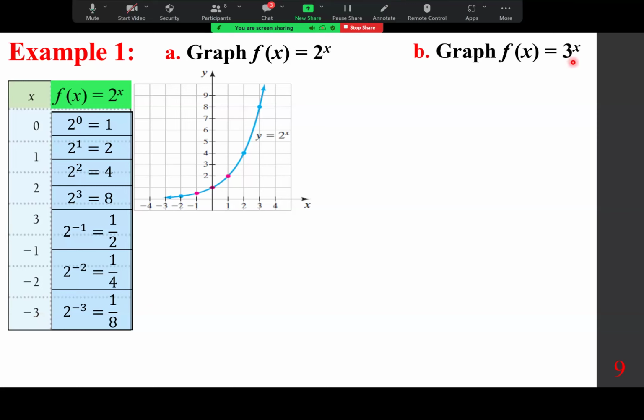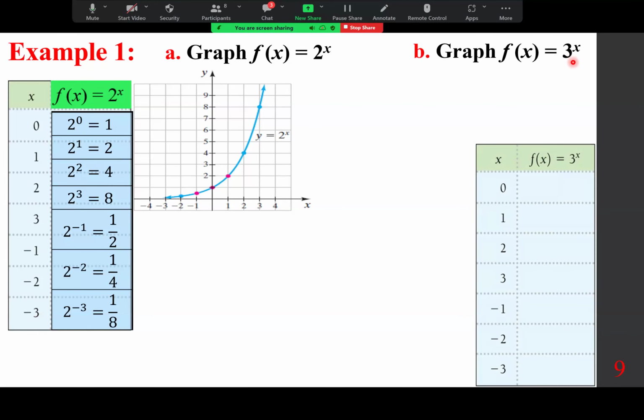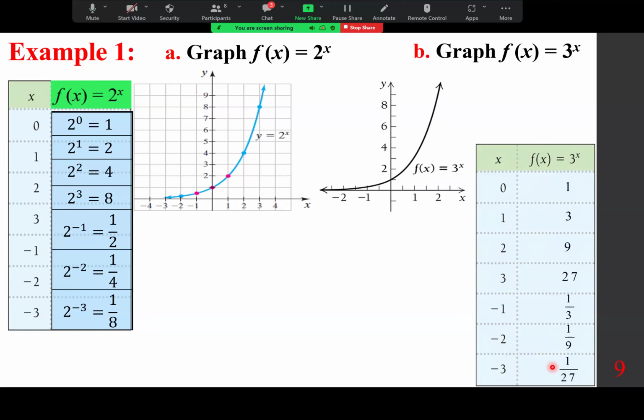What about 3 to the power of x? We are going to do the same thing. We're going to use the same x coordinates, now the y coordinates. Obviously, 3 to the power of 0 is 1, 3 to the power of 1 is 3, 3 squared is 9, 3 cubed is 27. Negative 1, 3 to the power of negative 1 is 1/3, to the power of negative 2 is 1 over 9, 3 to the power of negative 3 is 1 over 27. And the graph looks like that.